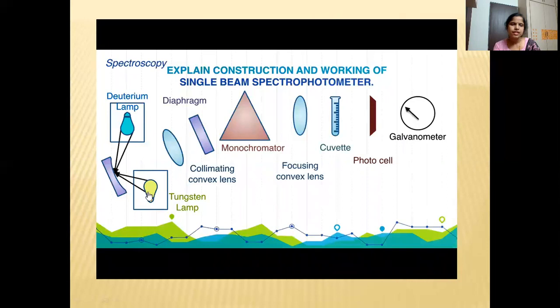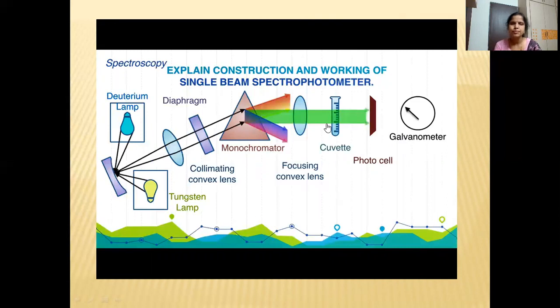Here you can see the light source falling on this. All the light radiations from the light source are passed through the collimating convex lens, diaphragm, and monochromator. A specific wavelength of the light is selected by using the prisms and gratings. Then it is made to fall onto the sample solution. The transmitted light will fall on the photocell, and that light is converted into an electric signal, which is measured by the galvanometer.